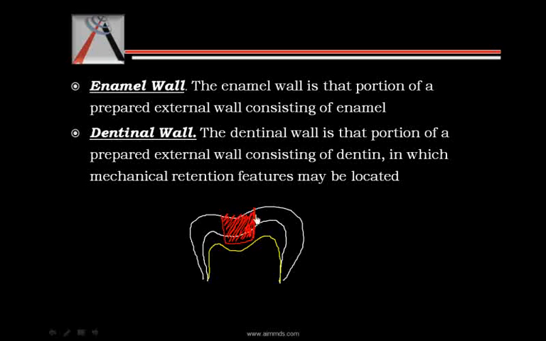Now if we notice, this external wall of the cavity is partly in enamel and partly in dentine. The part of the wall that is in enamel is called the enamel wall, and the part of the wall that is in dentine is called the dentinal wall. So as simple as that.